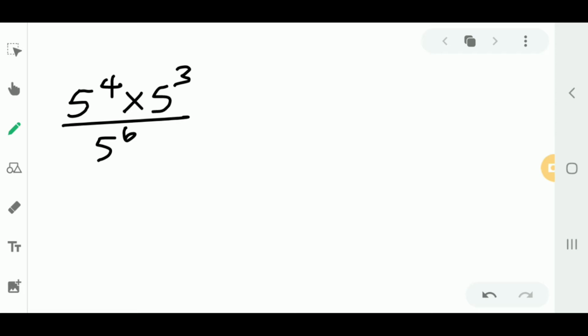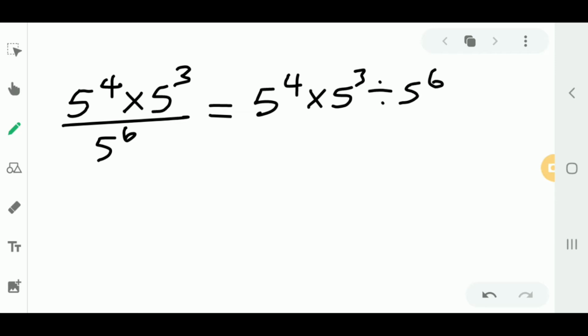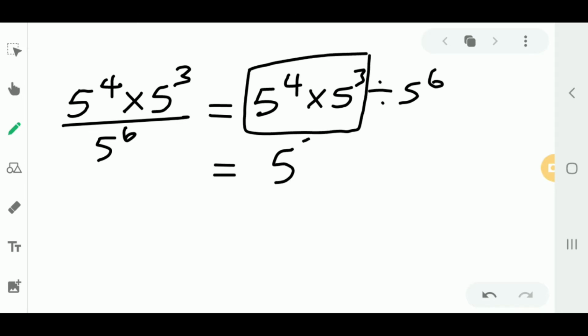Again, we could rearrange this by saying, now we can work this aspect first. We're multiplying the same base, so we add the powers. So it's 5 to the 7 divided by 5 to the 6. Now that we're dividing the same base, we subtract the powers. So 7 minus 6 is 1, so the answer is 5.